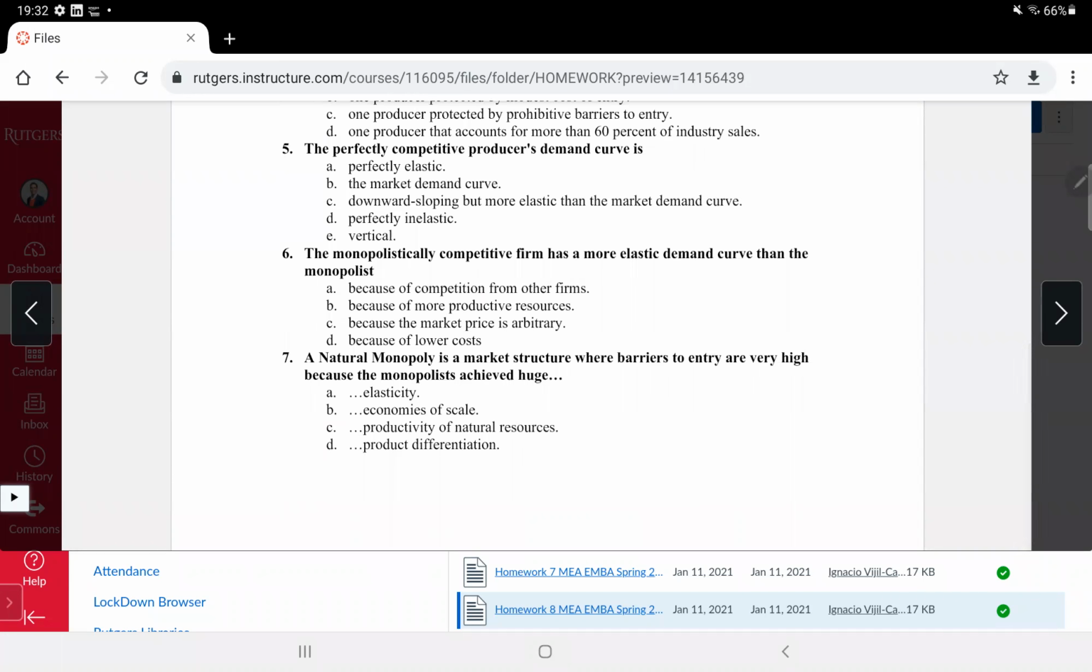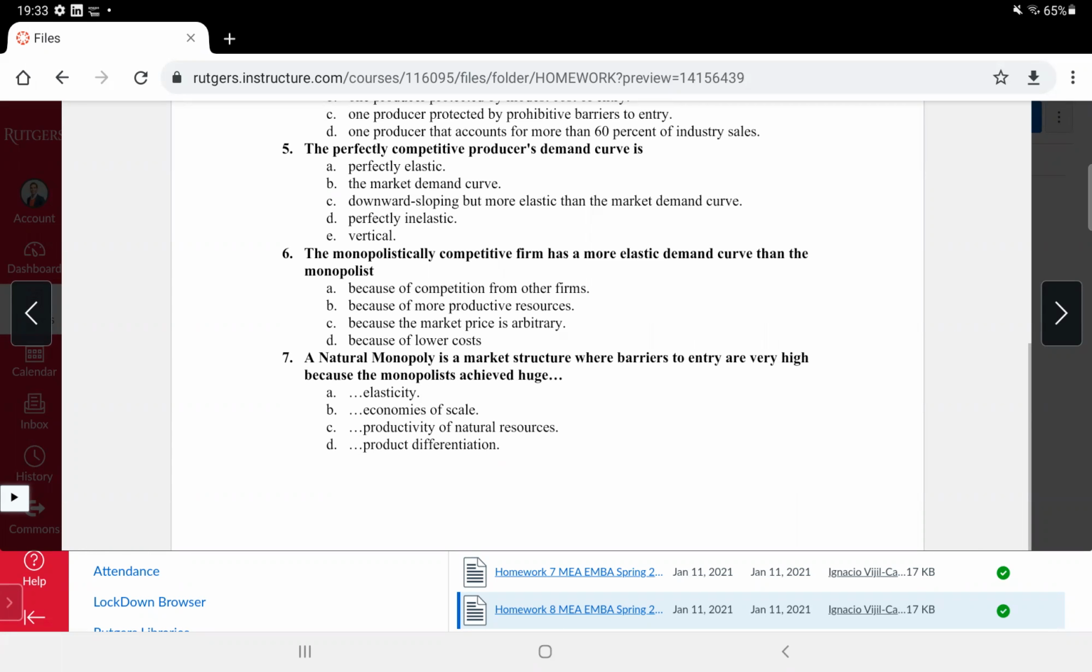So now we're moving to number 6. Now we're talking about monopolistic competition. The monopolistically competitive firm has a more elastic demand curve than the monopolist. True. Why? Is it because of competition from other firms? Yes. Is it because I need to change the order that I make these questions? Otherwise, if A is correct, we never get to D. So because of competition from other firms, that's exactly why.